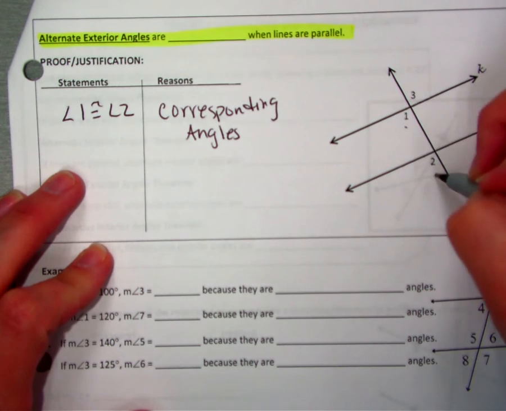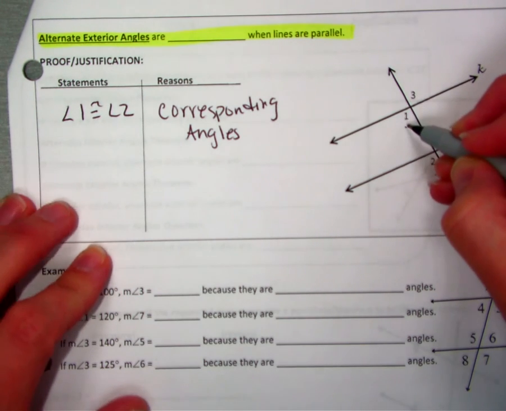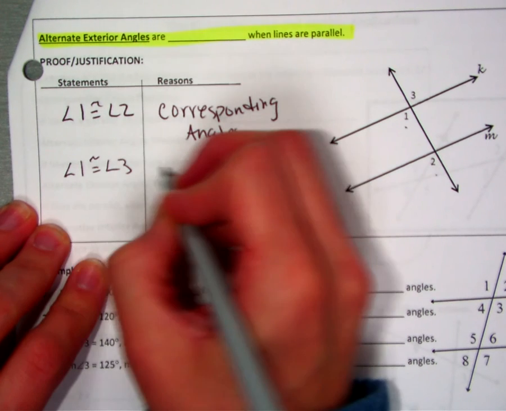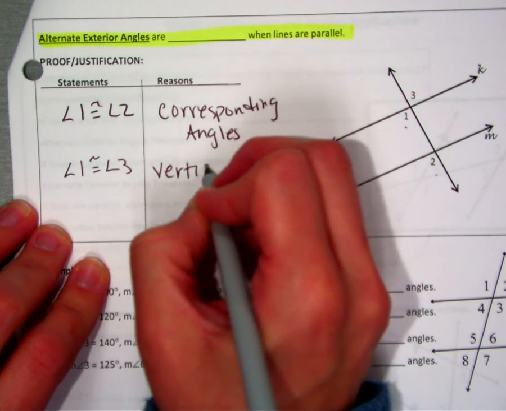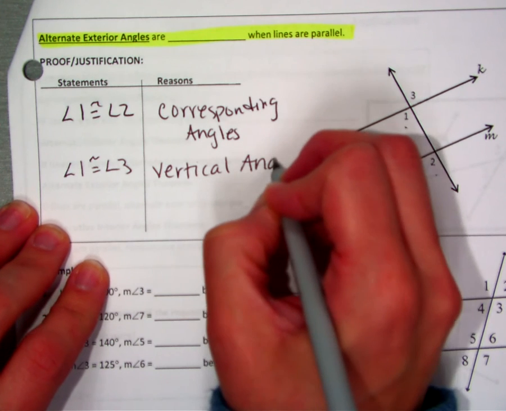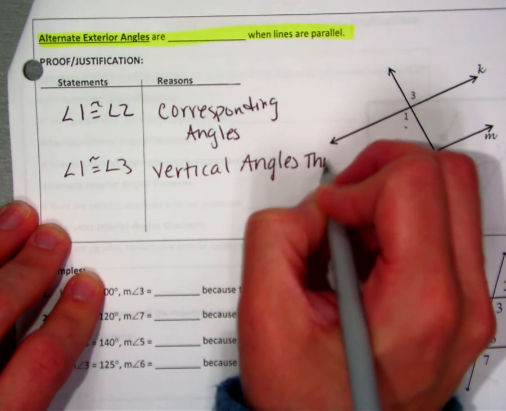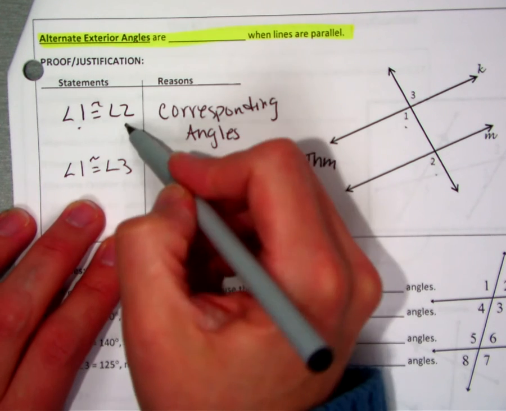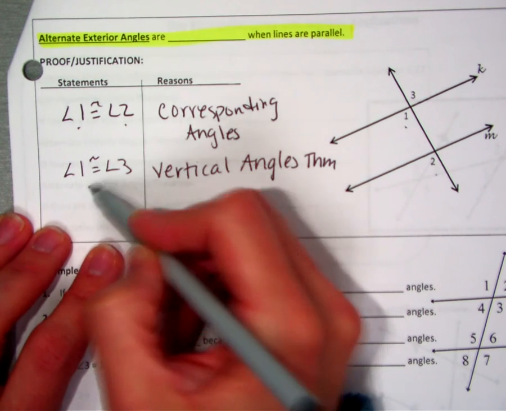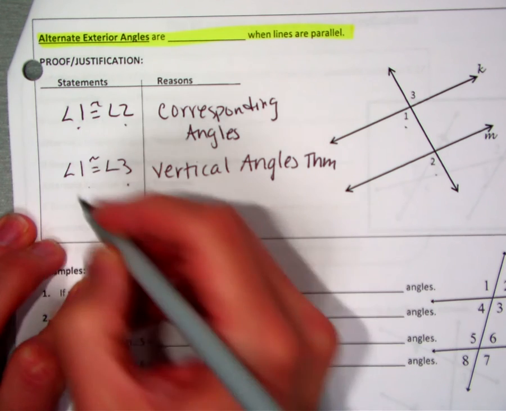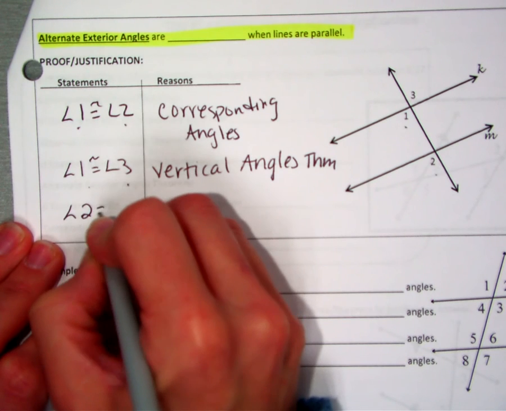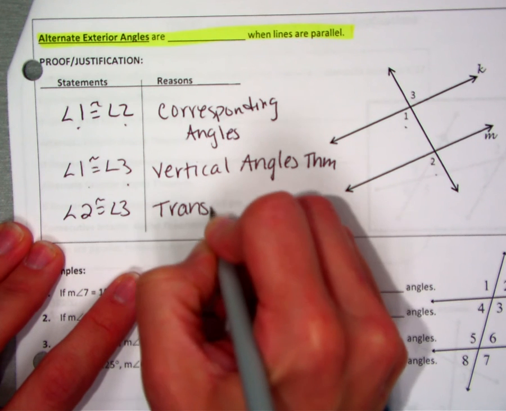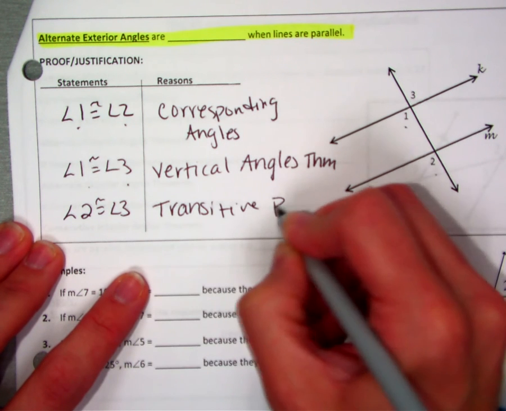But, okay, so 1 and 2 are corresponding. But then look here, 1 and 3 are vertical. Those are vertical. Okay, so then, if angles 1 and 2 are the same, but 1 and 3 are also the same, then that means 2 and 3 are the same by that transitive property.